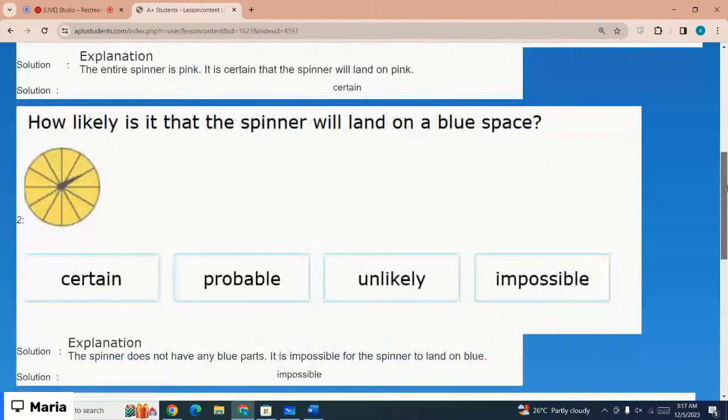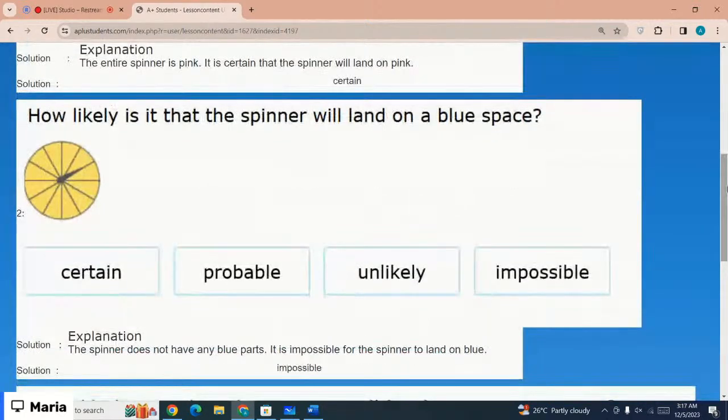How likely is it that the spinner will land on blue color? So which is the correct option? You can see you are given four options: certain, probable, unlikely, or impossible. So which is the correct option? You can see the spinner. The spinner is simply yellow, no blue portions you have, right? So how will it land on blue? If you don't have the blue color on the spinner, how will it land on blue, right? So that means that is impossible, right? The correct option is impossible. It is not possible because you don't have the blue color, right?